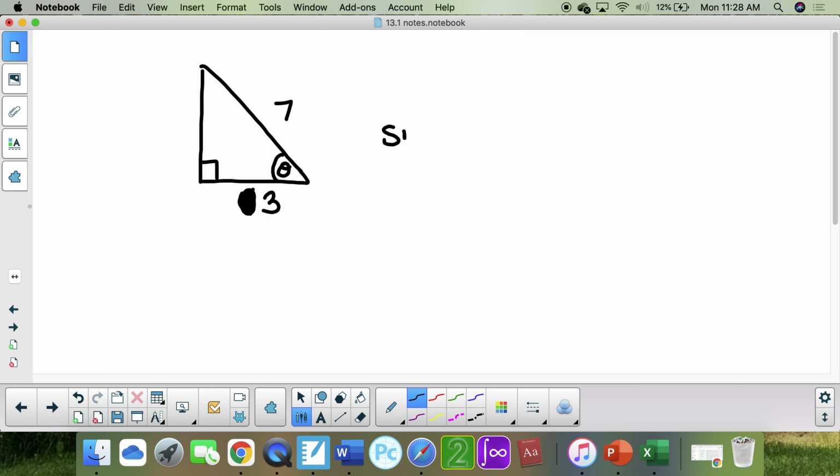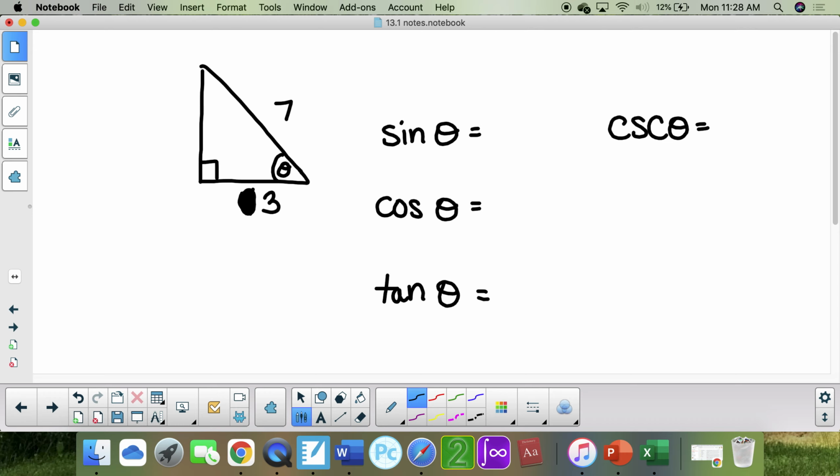This is theta right here. Let's find the sine of theta, the cosine of theta, and the tangent of theta. Let's also find the reciprocal of sine, which is cosecant, cosine is secant, and tangent is cotangent. So we're doing exactly what we just got done doing.